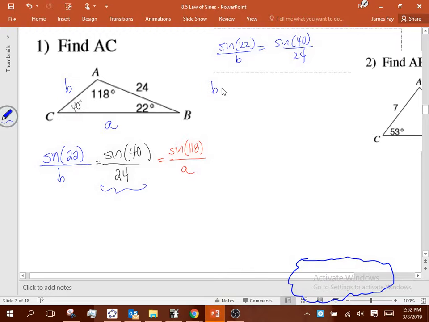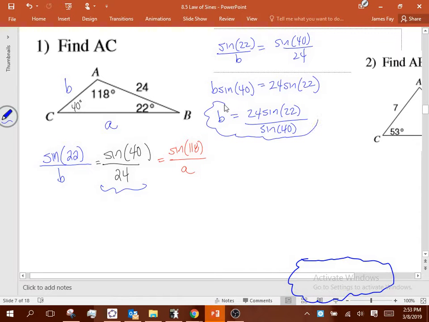I'm going to multiply my means, it's going to be B sine of 40, and we'll multiply my extremes. So I get 24 sine of 22. Now I'm going to divide both sides by what? Sine of 40. Remember, sine of 40 is just a coefficient, right? That's just another number. It's a decimal. But sine of 40 is a better version of it. So divide both sides by that, and that should give me my B value. Okay? Do the same thing then with these two to solve for A.